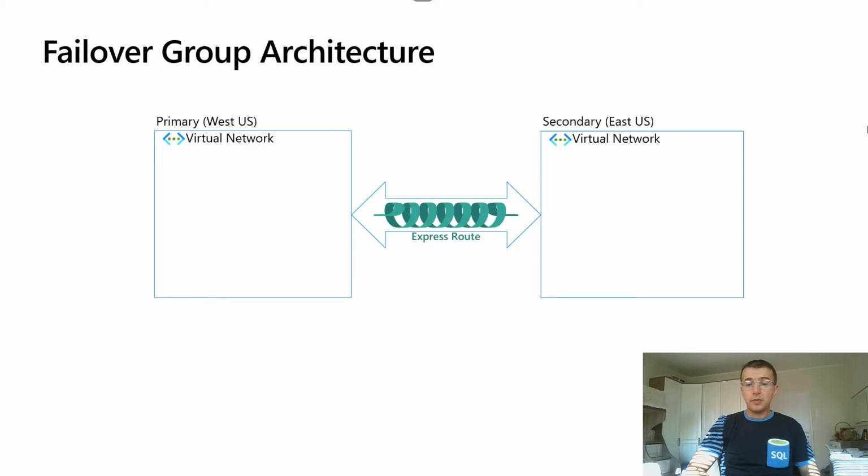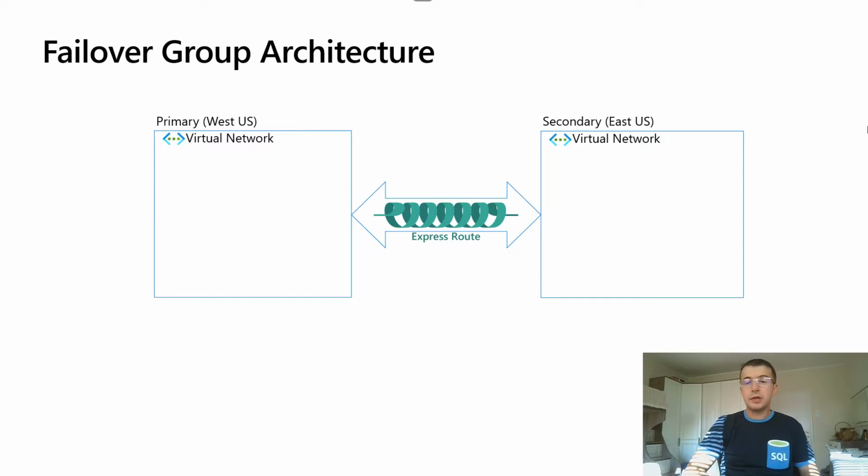Now, it's completely under your control this way. On the other hand, you're basically spending part of the bandwidth of your ExpressRoute for this replication traffic between instances. So be careful when deciding about the dimensions of your ExpressRoute in this scenario.